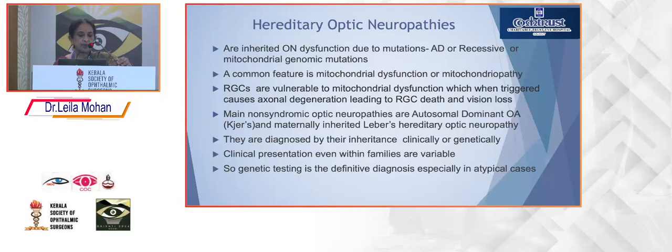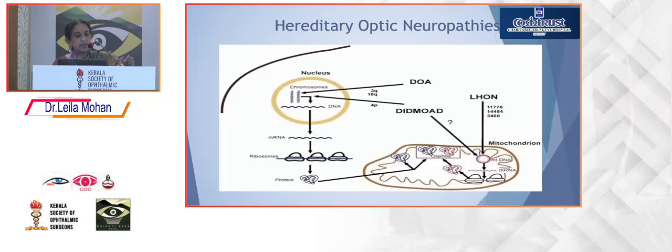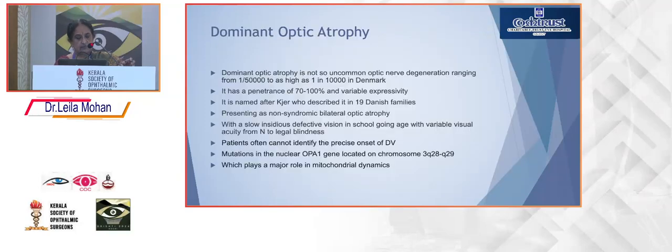They are diagnosed by their inheritance, either clinically by the family history which we get, or genetically. Clinical presentation, even within families, is variable, and so genetic testing is the definitive diagnosis, especially in atypical cases. These are the hereditary optic neuropathies. Either the nuclear DNA may be involved, or, as in Leber's, it is mitochondrial DNA, maternally inherited. Or DIDMOAD, which is diabetes insipidus, diabetes mellitus, optic atrophy and deafness syndrome, which was thought to be mitochondrial, but it has now been seen that the endoplasmic reticulum is involved.